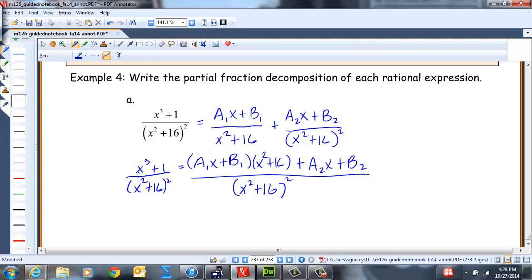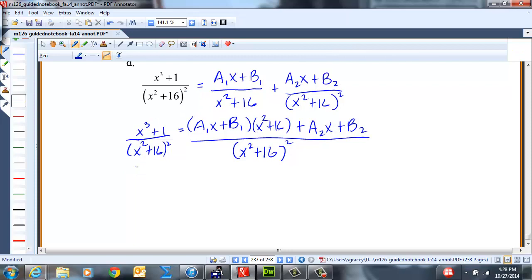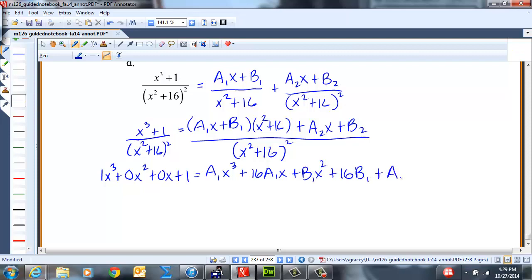So now we can equate our numerators. And let's see, let's write it like 1x cubed plus 0x squared plus 0x plus 1 is equal to a1x cubed plus 16a1x plus b1x squared plus 16b1 plus a2x plus b2.